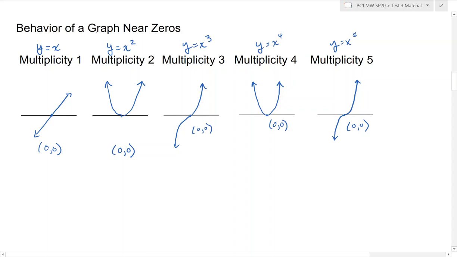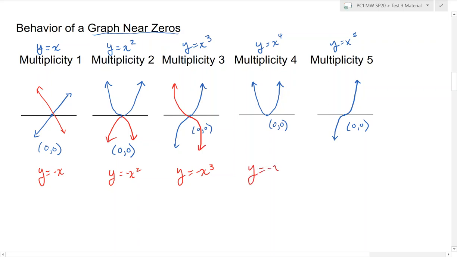The behavior of the graph near the zeros. Okay. And if we have an even power, then it's touching and bouncing off. The odds go through, the evens touch and bounce off. Even if it were a negative, okay, so if we had something like this, y equals negative x squared, touches it and bounces off. Okay. y equals negative x cubed. Again, it goes through.